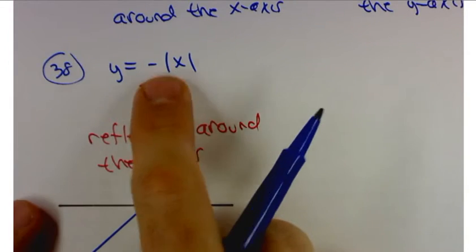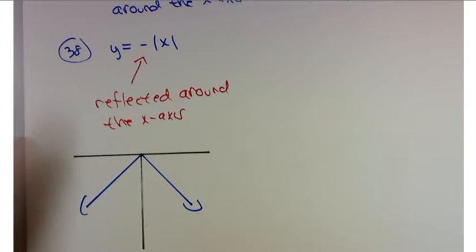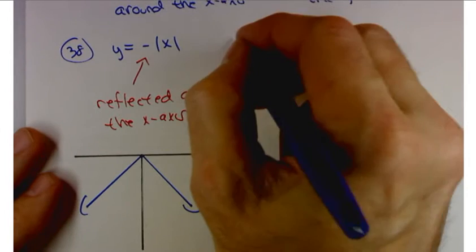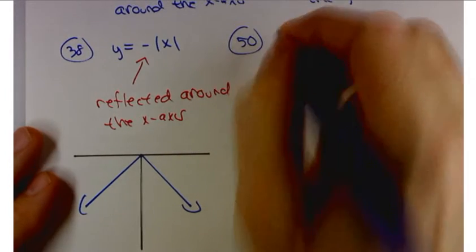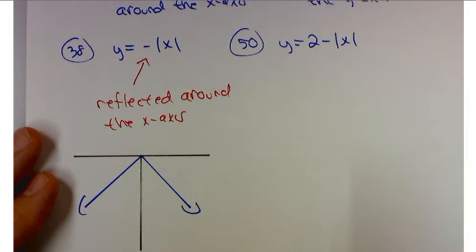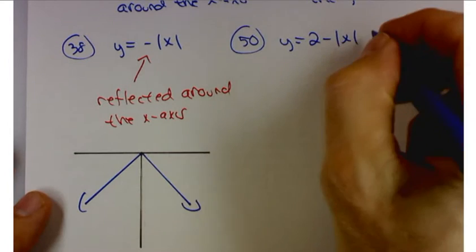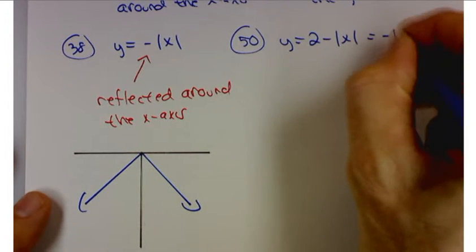A couple things going on with problem number 50. We've got y equals 2 minus the absolute value of x. And sometimes when you're looking at these, it might help you out if you rewrite them a little bit in order to get a handle on what's going on. In this case, I'd rewrite it like this: negative the absolute value of x plus 2. To me, this looks a little bit easier to judge, because now I can take a look at these things and figure out what's happening because of this.